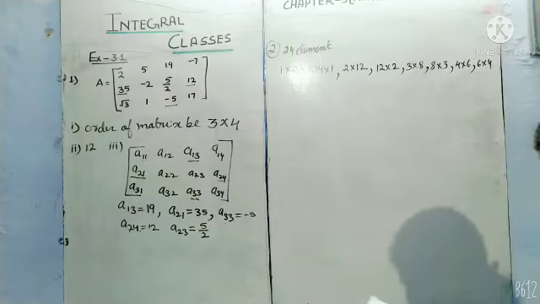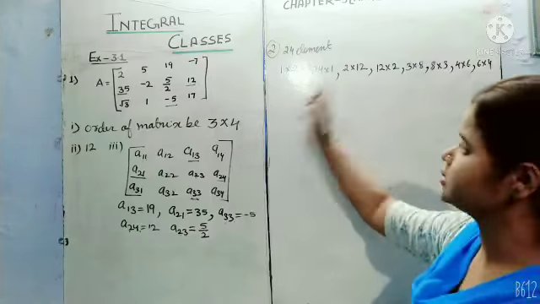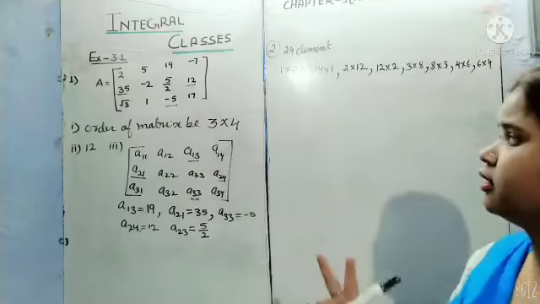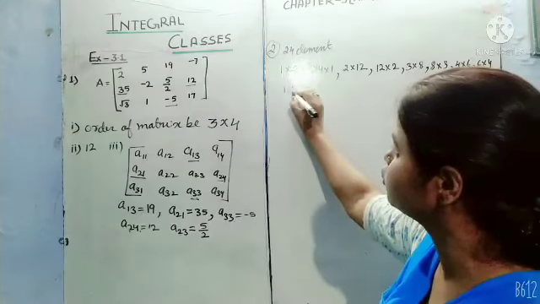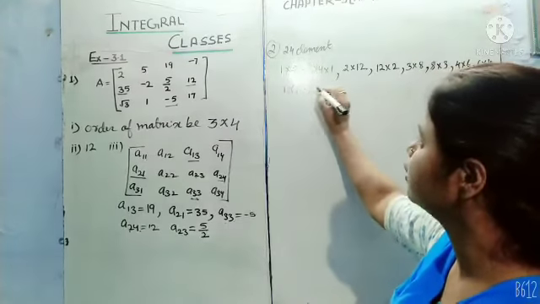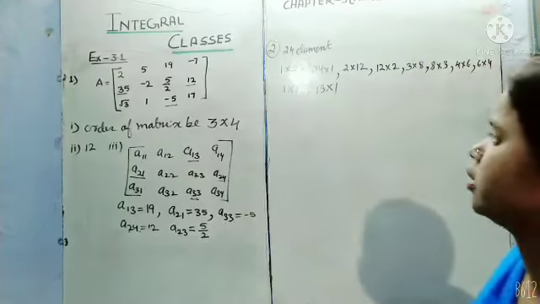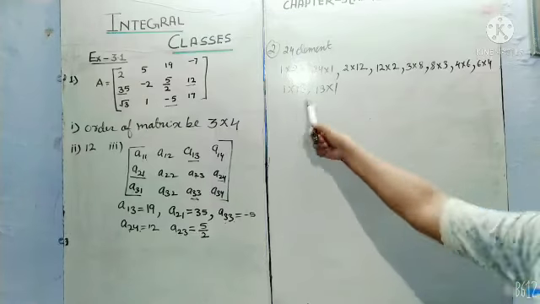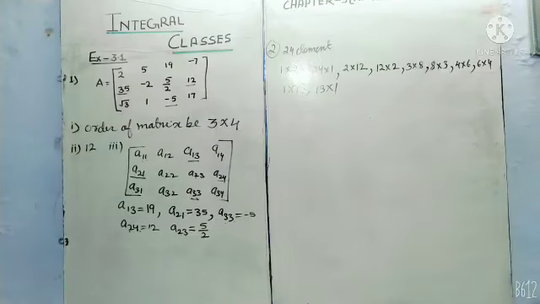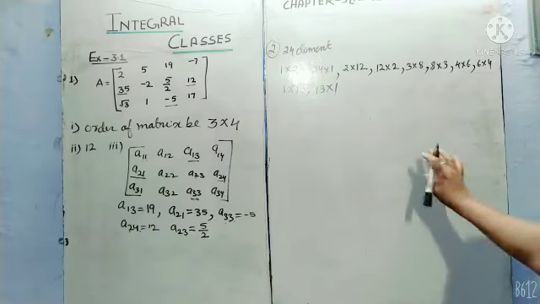Now the question is, what if it has only 13 elements? So student, if a matrix has 13 elements, then there are only 2 orders, 1 into 13 and 13 into 1. Because 13 is a prime number, we know that there is no factor except these two. So question number 2 is also completed here.